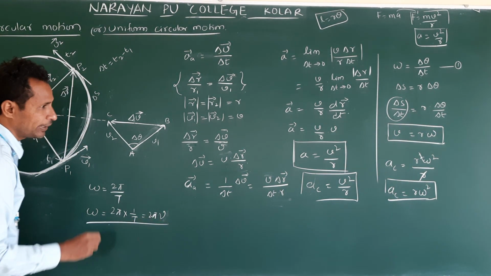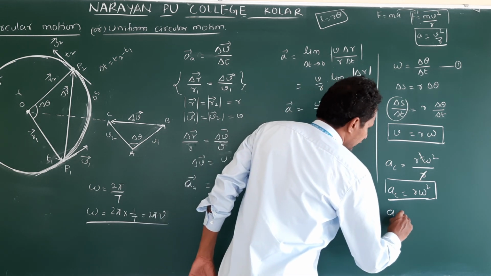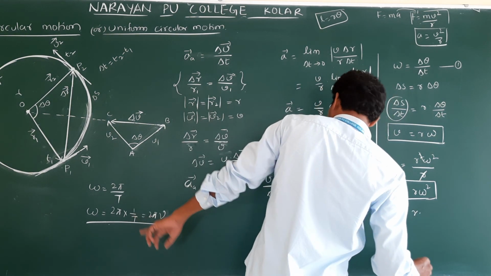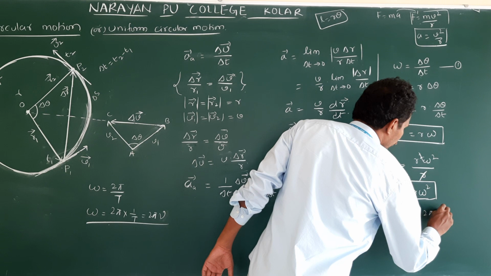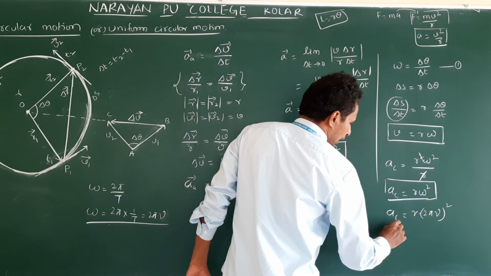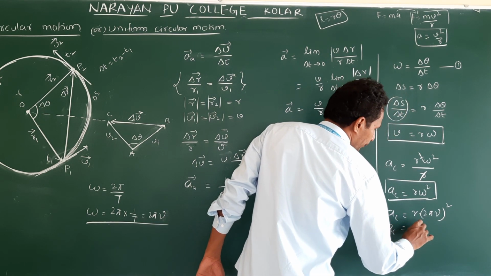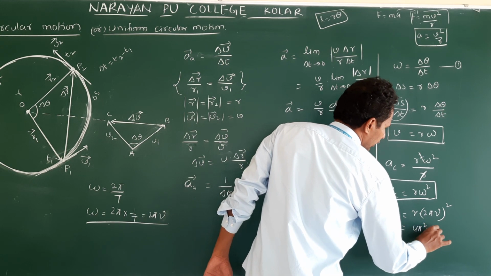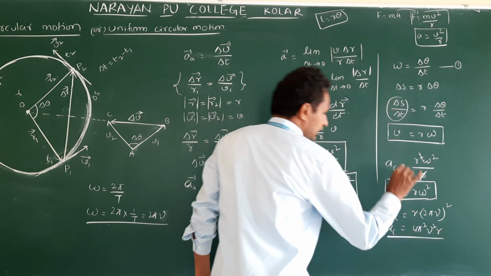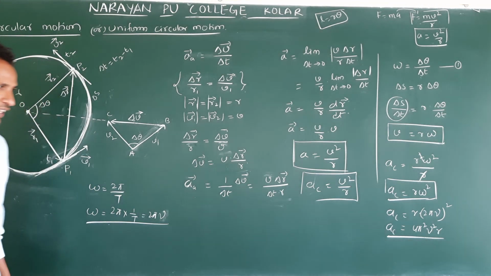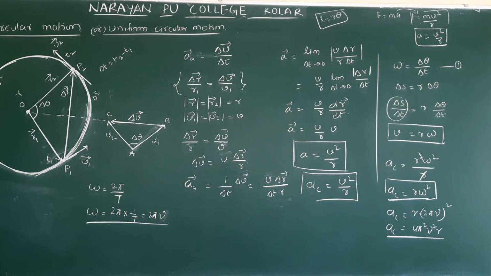Clear? Then omega, how do we write? AC is equal to r into 2 pi nu whole square, and this will be AC equal to 4 pi square nu square r. This is another formula. Why am I giving all these? Based on the question, we need to select the formula. Clear? In circular motion, we use RPM.